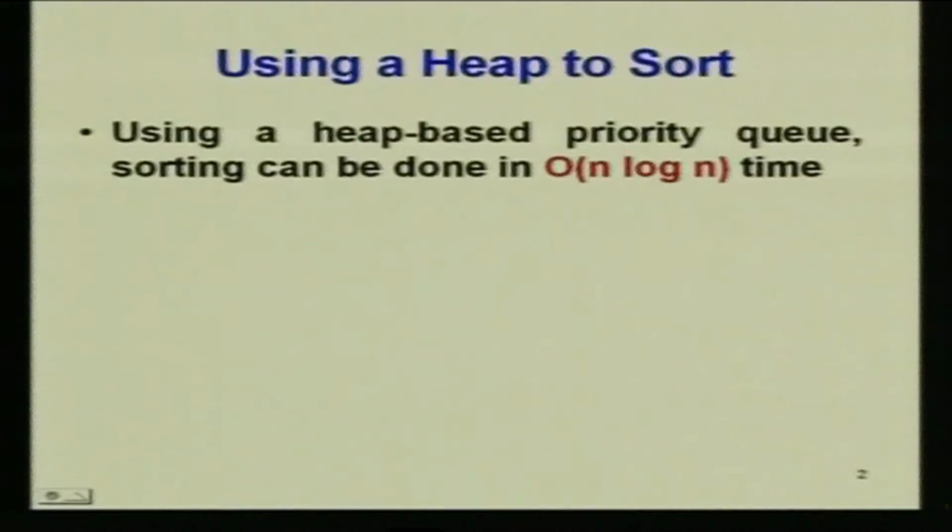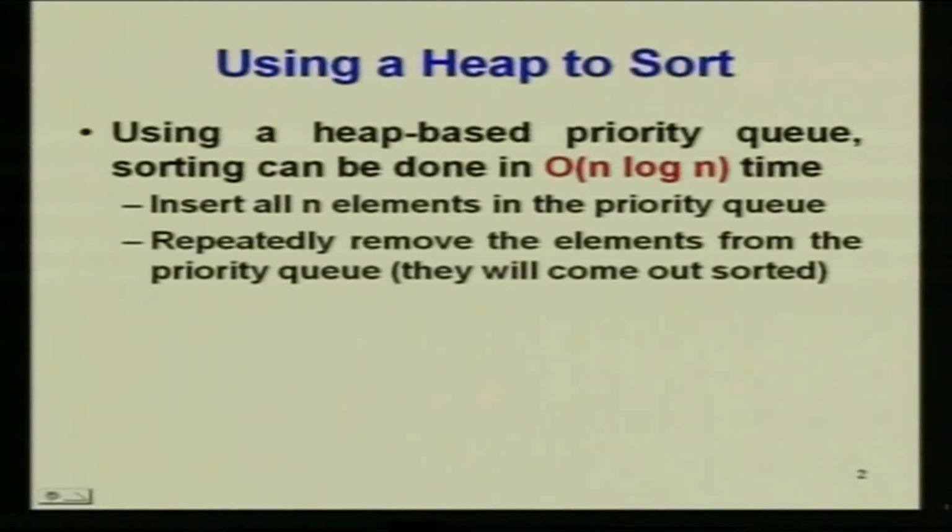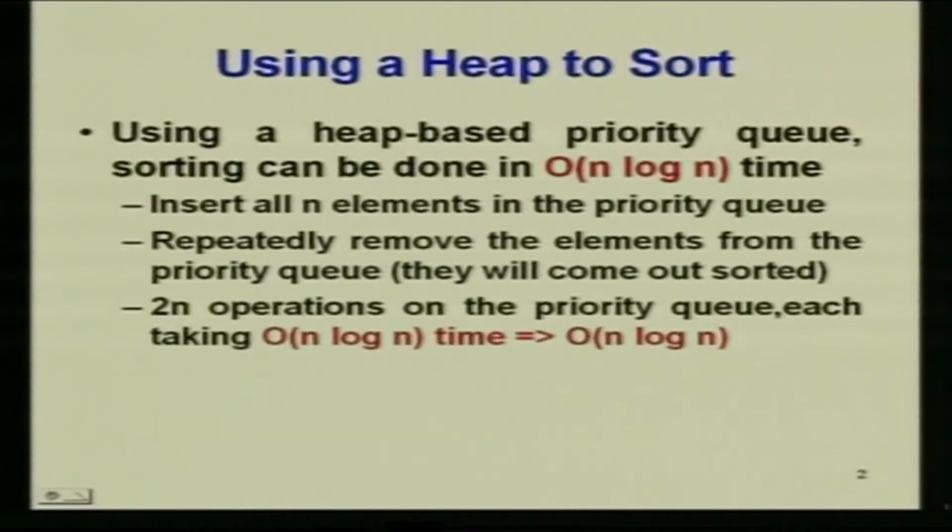The basic idea is to use a heap to sort. As I have already discussed in the last lecture, the heap is represented in the priority queue data structure, and so we use the priority queue for sorting, and this can be done in the order of n log n time. The first step is to insert all the elements in the priority queue, and then you repeatedly remove the elements from the priority queue in such a way that they will come out sorted, by doing 2n operations on the priority queue, each taking of the order of log n time. So, the approximate order of the complete algorithm is of the order of n log n.